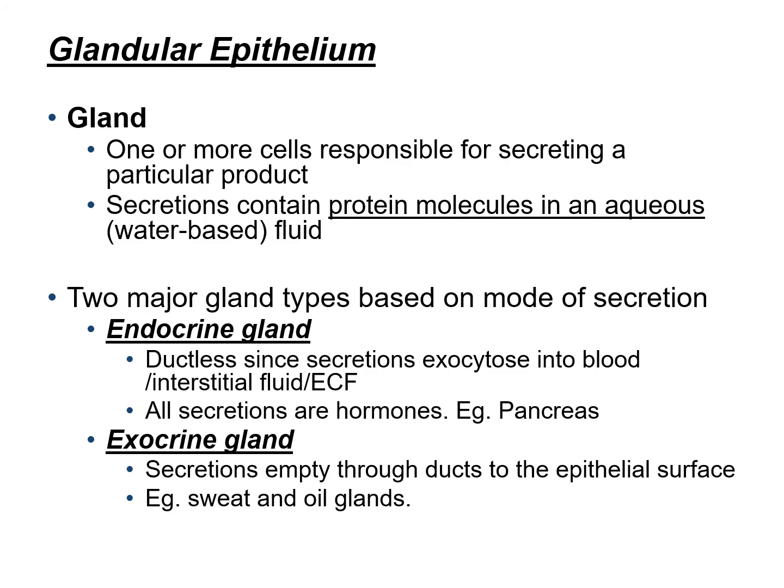An example of an exocrine gland is the sweat gland or the oil glands on your skin. So the exocrine glands make the secretions, and then the secretion goes out from the inside of the gland through a duct or a tube.